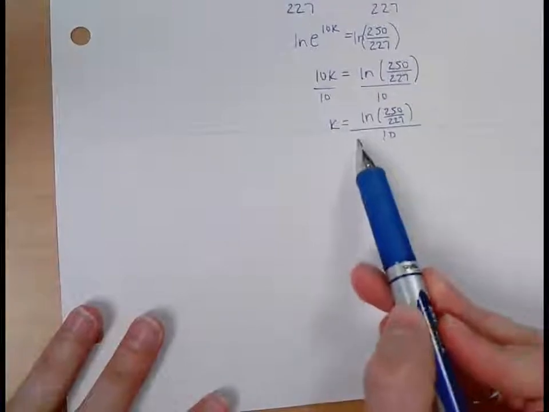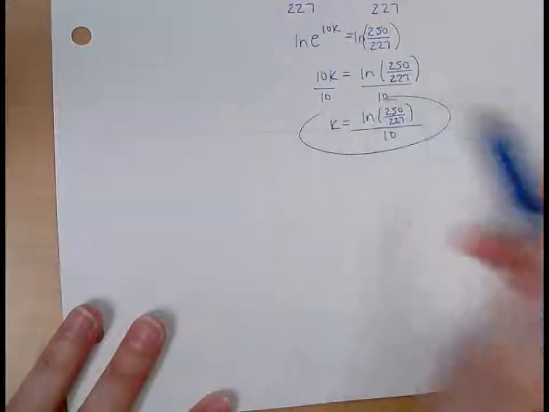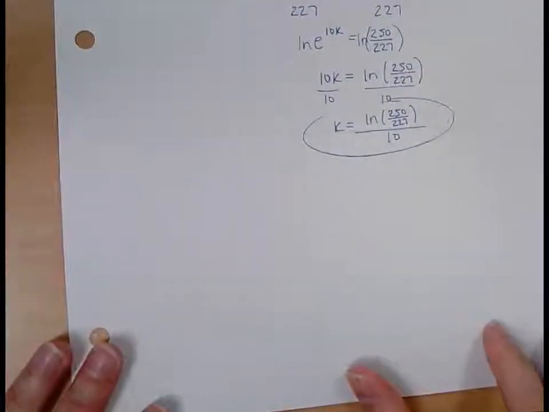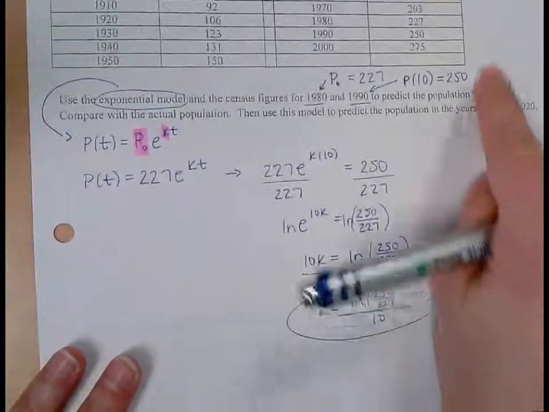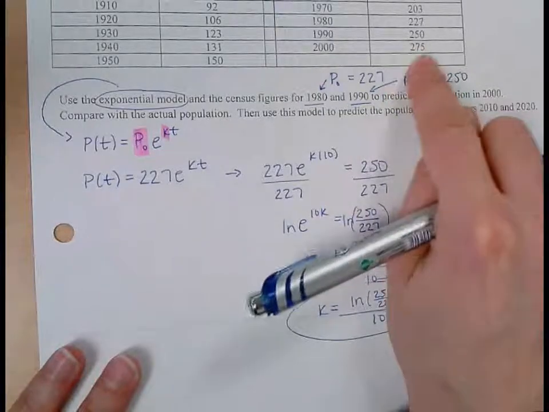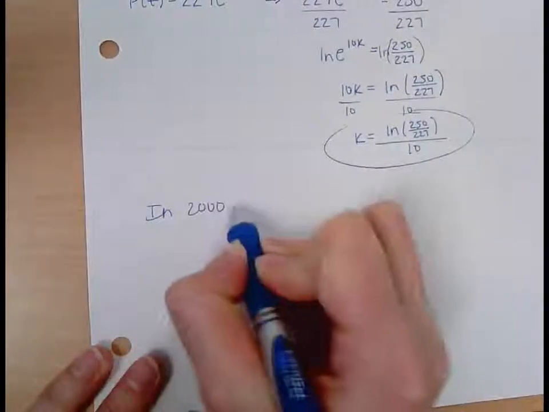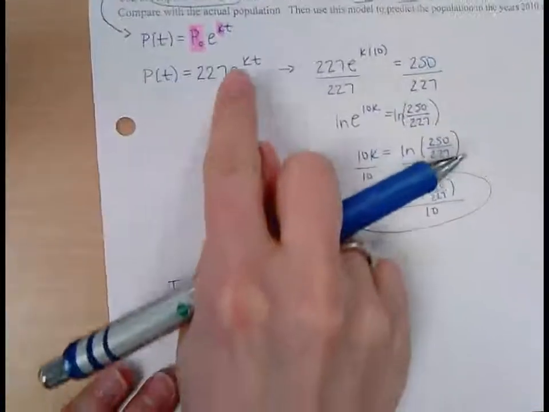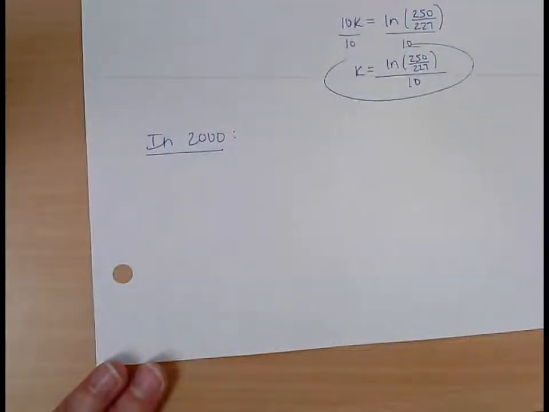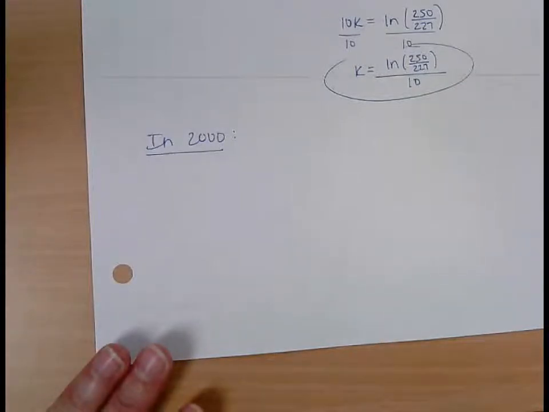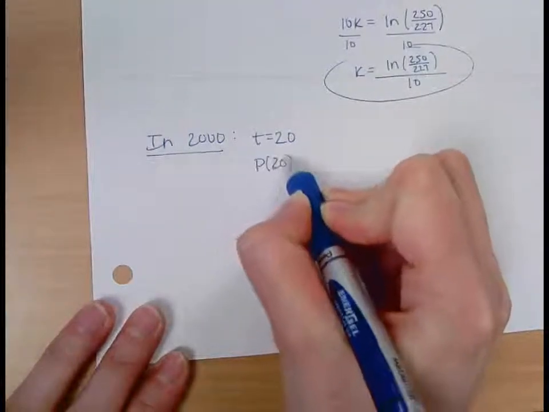Okay, so then that also means if I have this listed as K, now if I'm trying to predict, it first says predict the population in 2000 just to see how accurate our model is, to see how close to 275 we get. So if I say in the year 2000, and I'm using this model I got here because I found my K value, in 2000, what's the T value? T value would be 20. So then I would be finding P of 20.